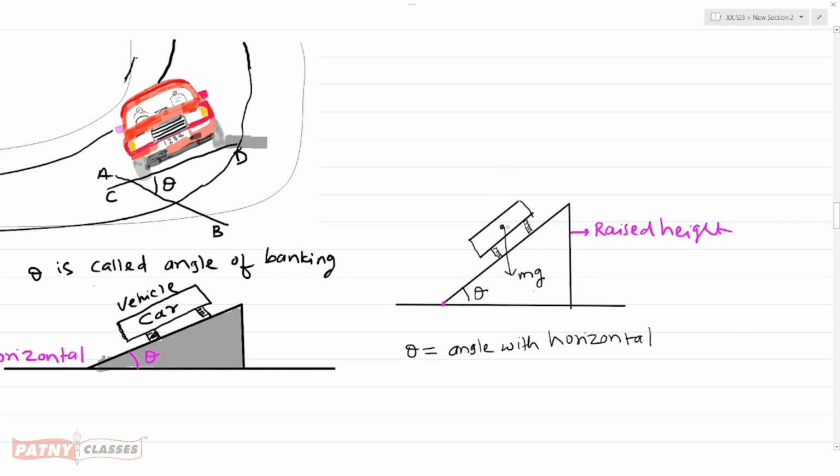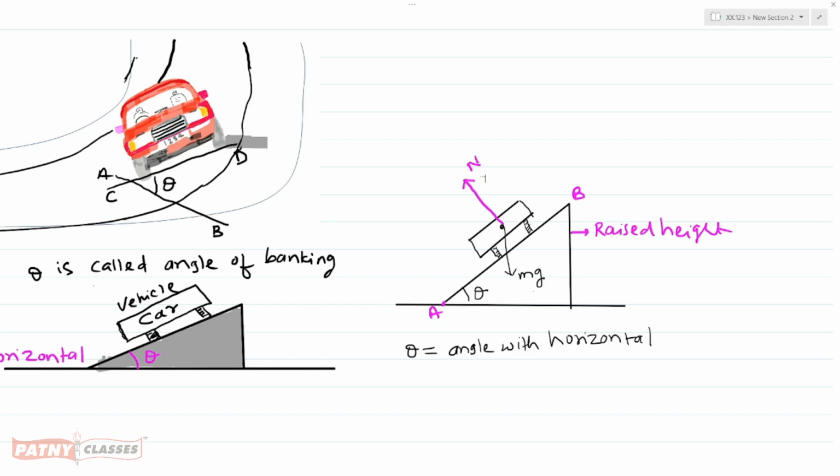And the normal reaction is perpendicular to the surface of the road, that is perpendicular to AB. AB is the final surface of the banked road. This is the normal reaction, and it is perpendicular to AB.